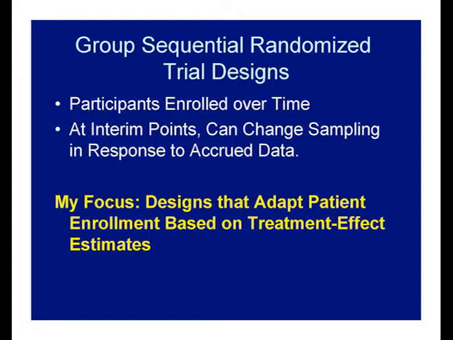And there are many types of things you could adapt in a design. You could adapt the sample size, you could adapt the randomization probabilities, but what I focus on is adapting who is enrolled in the trial. So I focus on the patient enrollment.